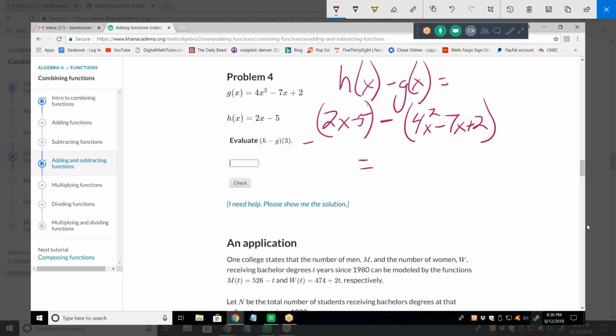So what's my answer? Start with the highest degree polynomial term first. How many squares do we have? It'd be negative 4x squared. How many x's in total do we have? In total, we have 2. Well, what do they total?